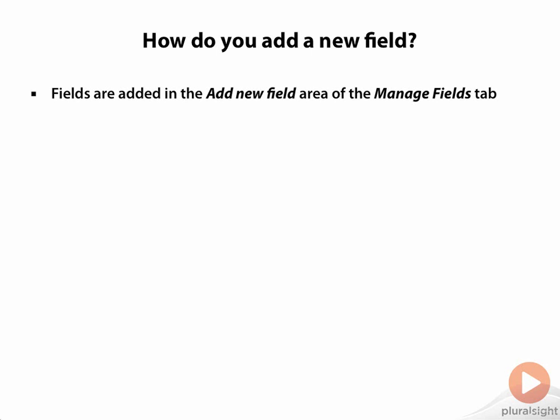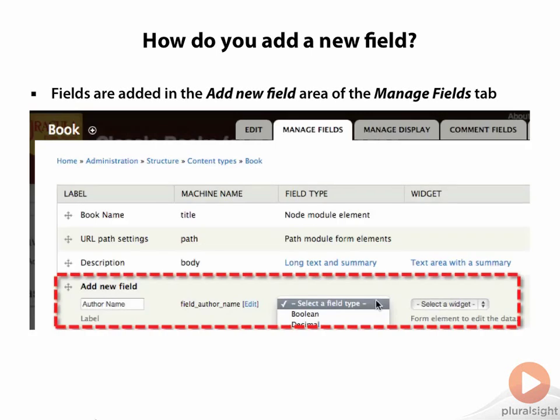To add a new field to a Drupal content type, you'll go to the Manage Fields tab, and in the Add New Field area, provide the label for that field. That label will be used to automatically generate a machine name. Now that's the variable name that you would reference if you were writing PHP code at the module level or at the template level to interact with this data. You can edit and change these names, but it's a good idea to just let Drupal set these for you.